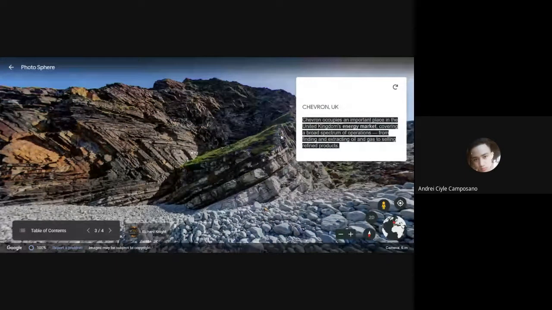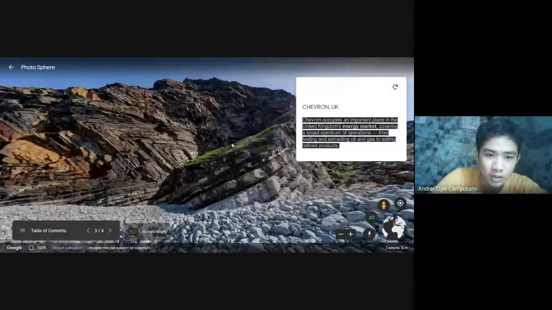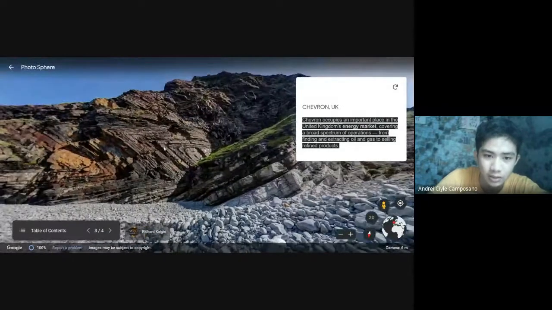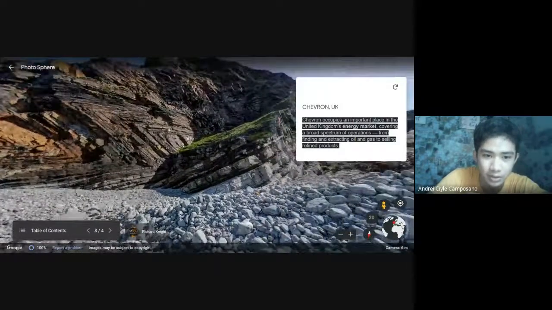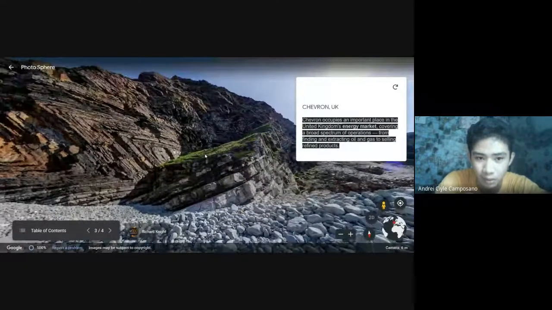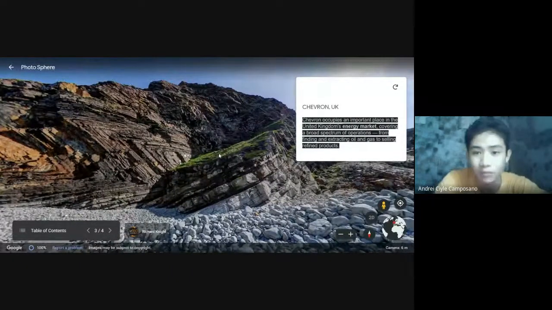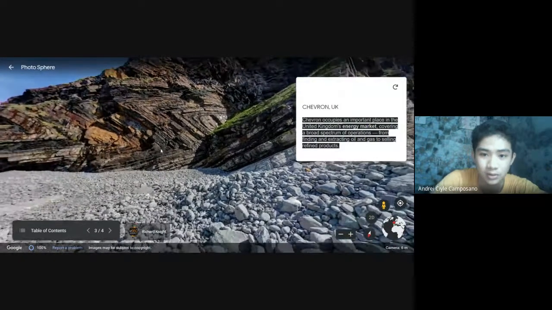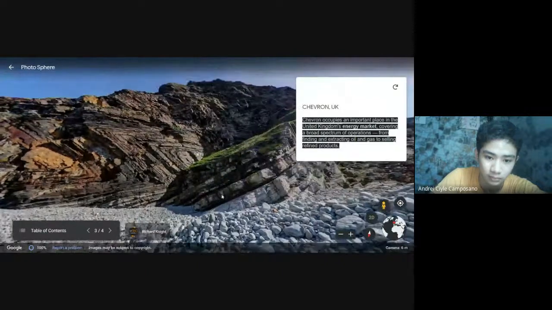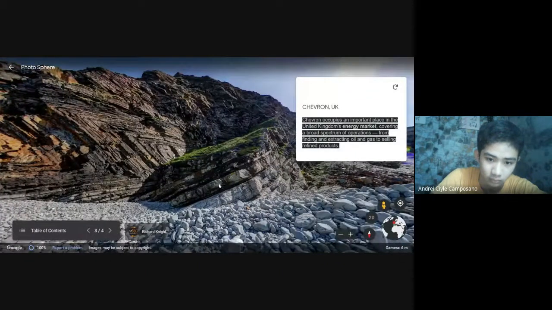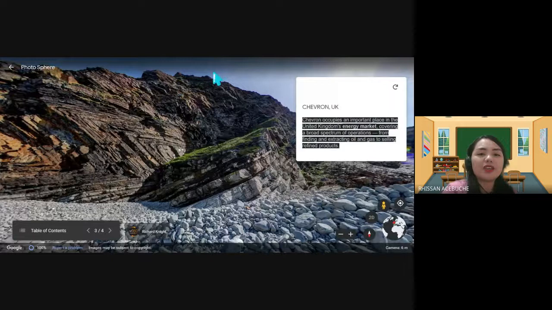I observed that in this place it is exposed. I think it is exposed to a stress, compression stress. Because of the mountain in the background, it is the proof that that place or plate is exposed to massive forces. Very good observation. I think Camposano did a very advanced reading about our topic for today because he mentioned stress and forces, right?